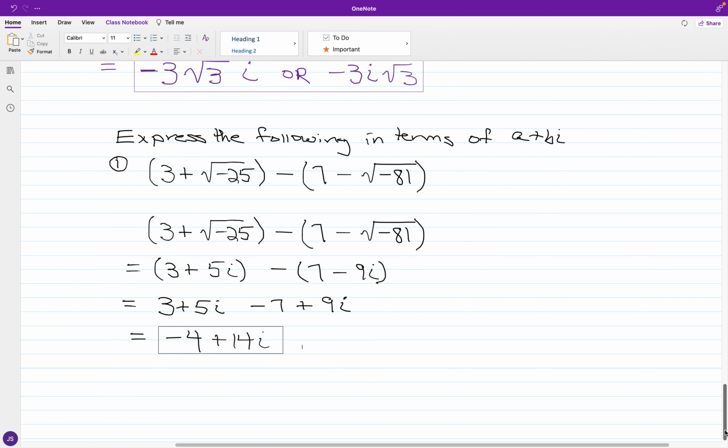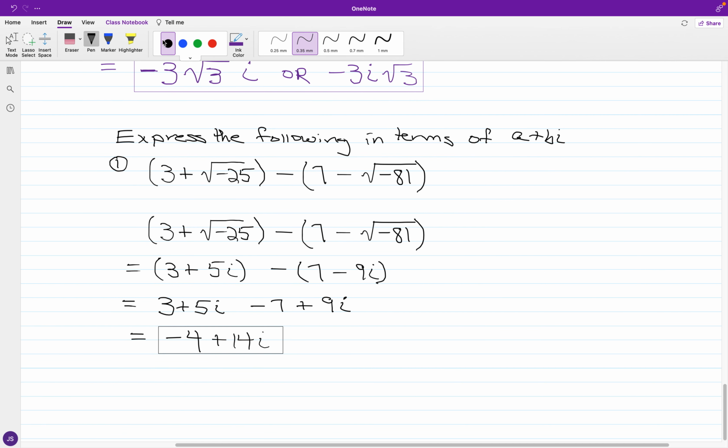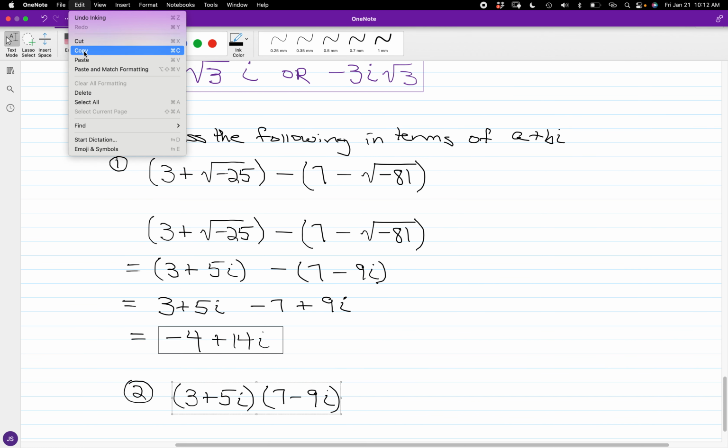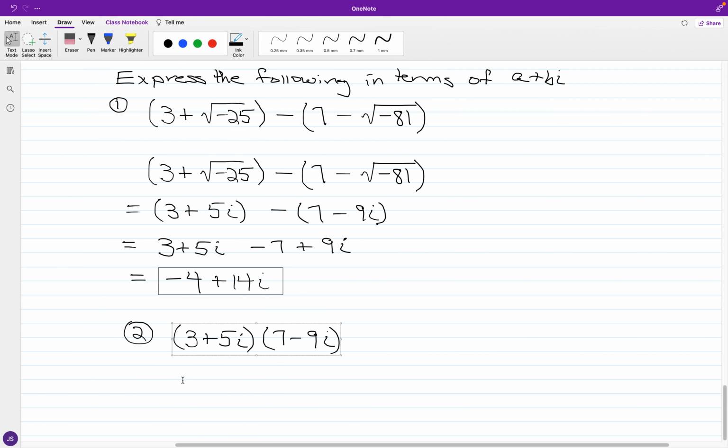Okay, now let's say we have multiplication, just like I just took the difference between these complex numbers. Let's say that I had 3 plus 5i times the quantity of 7 minus 9i. Say the multiplication happened to be the problem.